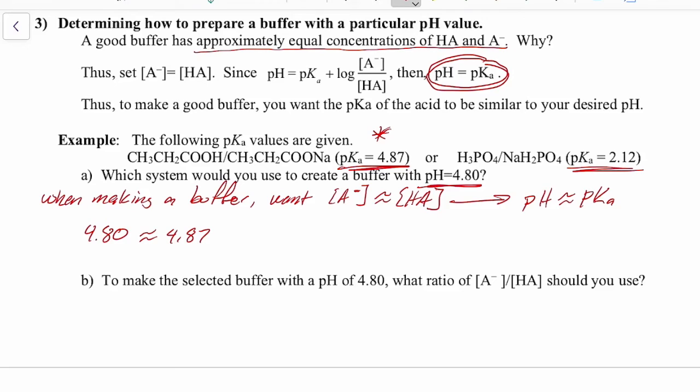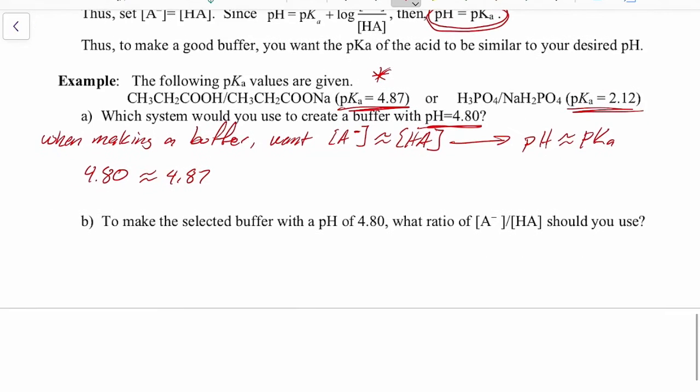So now if we want to find the ratio we need, you just plug in the pH and the pKa of the acid into the Henderson-Hasselbalch equation again. So let's remind ourselves what that equation is. Our pH is equal to pKa plus the log of A minus, the base, divided by HA, the acid. So if you want to solve for this ratio, you plug in your pH, you plug in your acid, and then you just essentially solve for X.